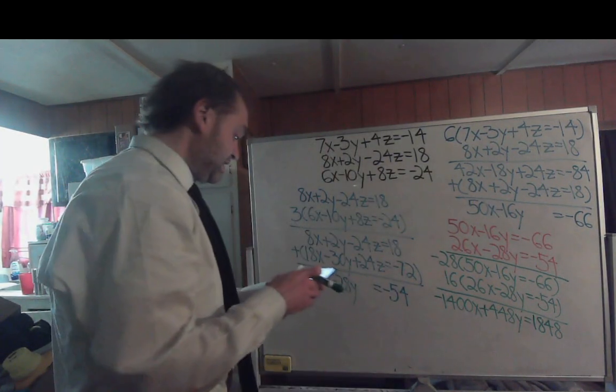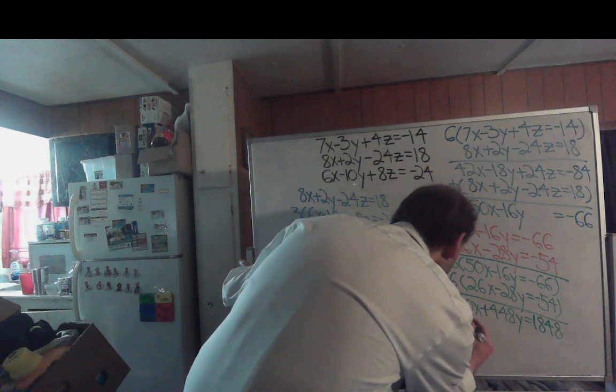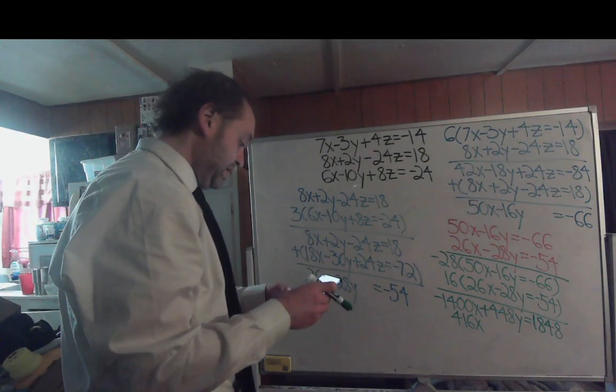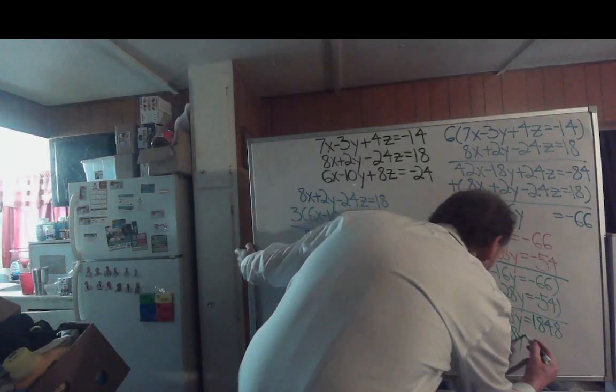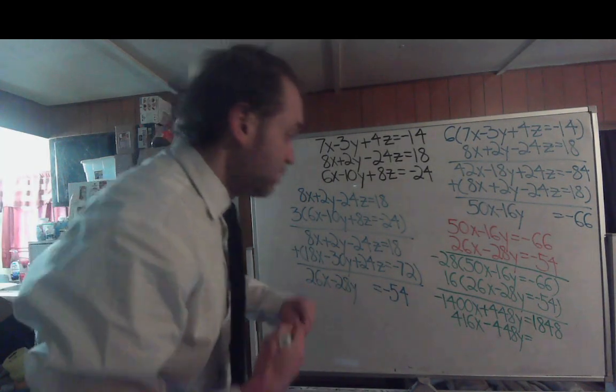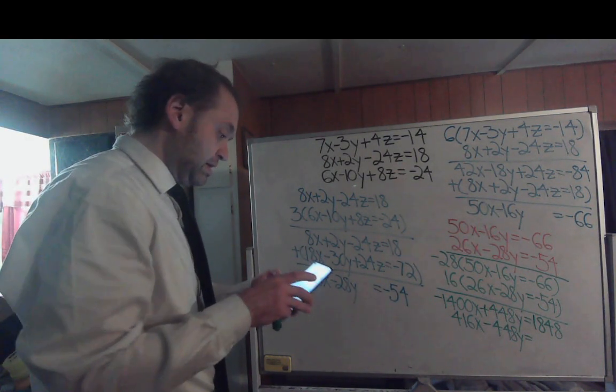Now let's take the second equation, multiply it by 16. So 16 times 26, that's going to give you positive 416x. Now take 16 times negative 28. That'll give you minus 448y. Now what is 16 times negative 54? That'd be minus 864.